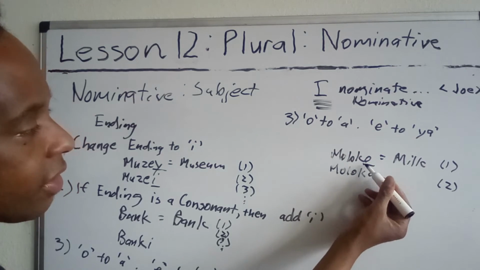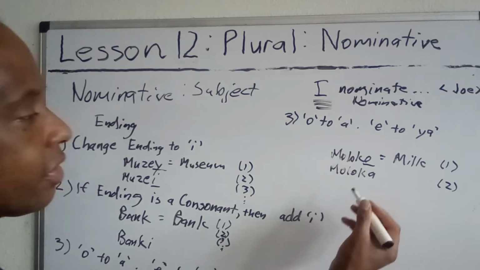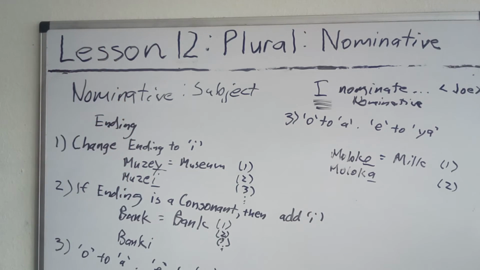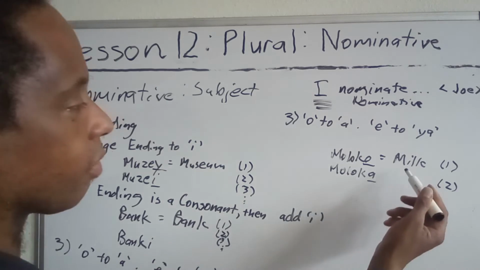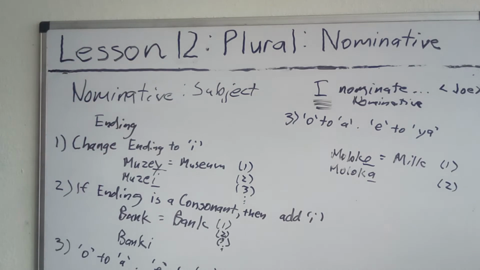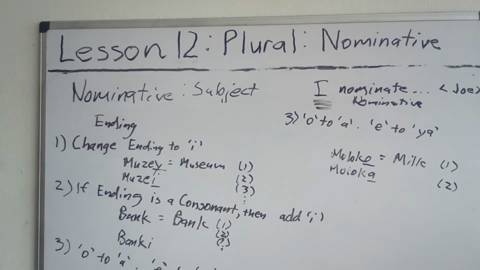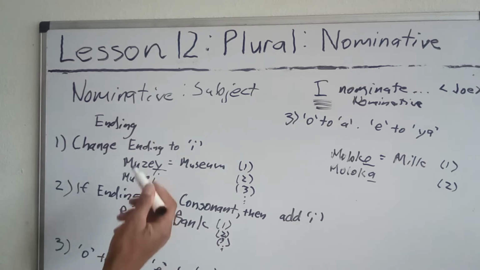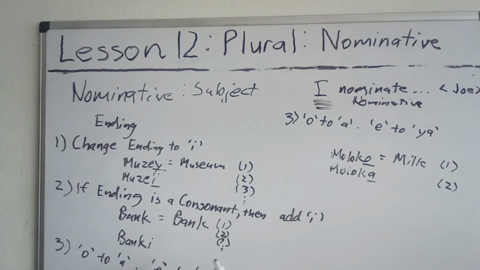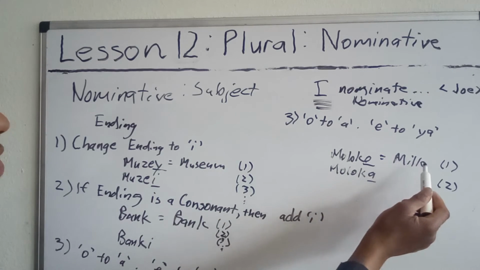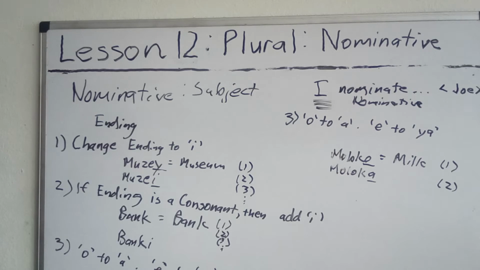This ends in O. Moloko ends in O. Change it to A: Moloka. Just like we do adding and stuff. But anyways, that's how you change one milk to plural milk. So we got three basic rules. One, change the ending to E. That's almost always. Two, if the ending is a consonant, then add E. So either change it to E or add E. And lastly, if it ends in O, change it to A.